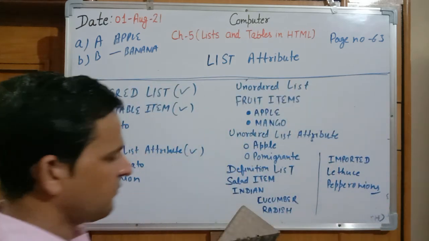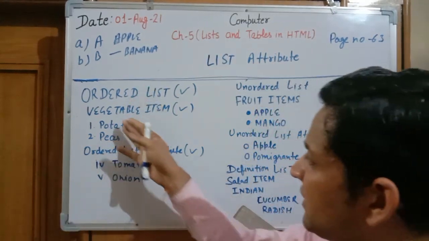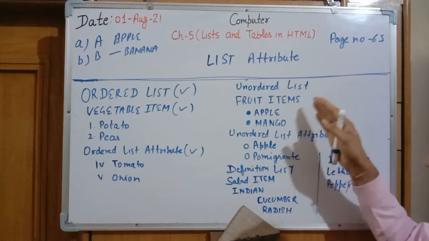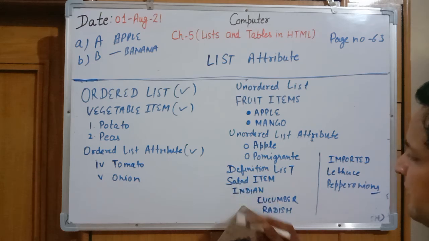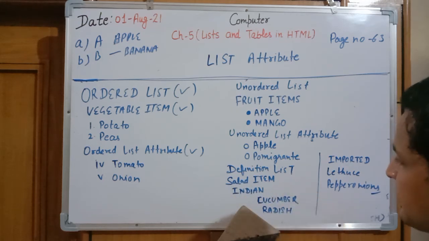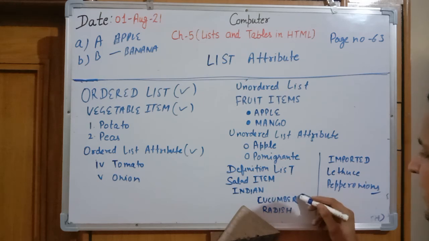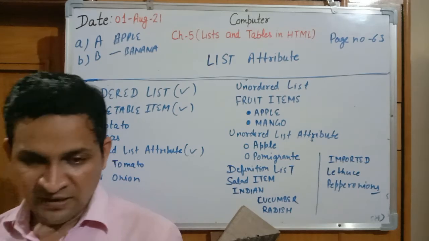It is the concept of all types of list. The first type was ordered, second is ordered with Roman, third was ordered by default, then unordered with circle, and the definition list. In the definition list, the definition term was salad items, the definition heading is Indian, and the definition data is cucumber and radish. So this is about your list concept.